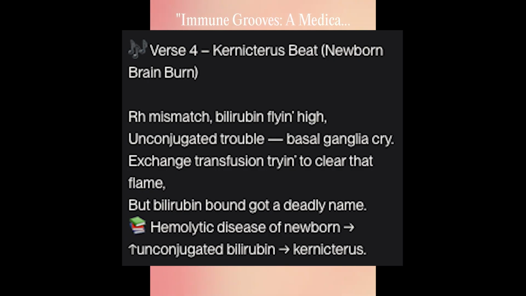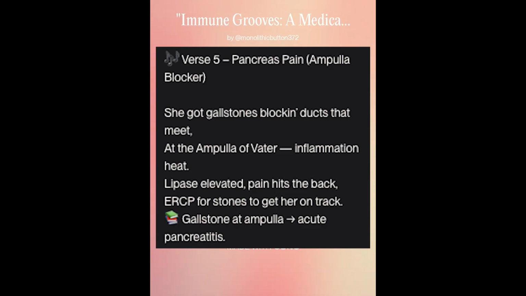Rhyme mismatch, bilirubin flying high. Unconjugated trouble, basal ganglia cry. Exchange transfusion trying to clear that flame. But bilirubin bound got a deadly name. Hemolytic disease of newborn, unconjugated bilirubin, kernicterus. She got gallstones blocking ducts that meet at the ampulla of the inflammation heat.